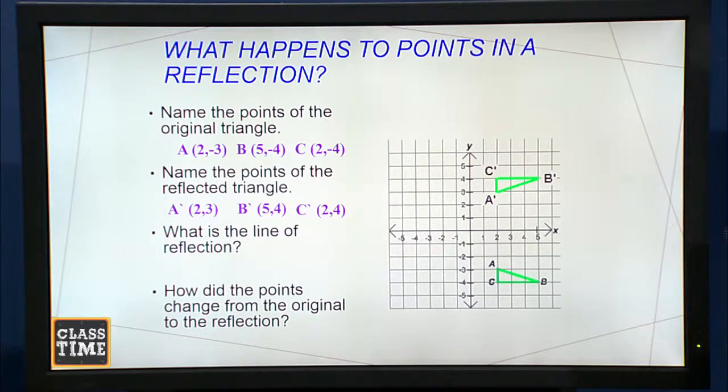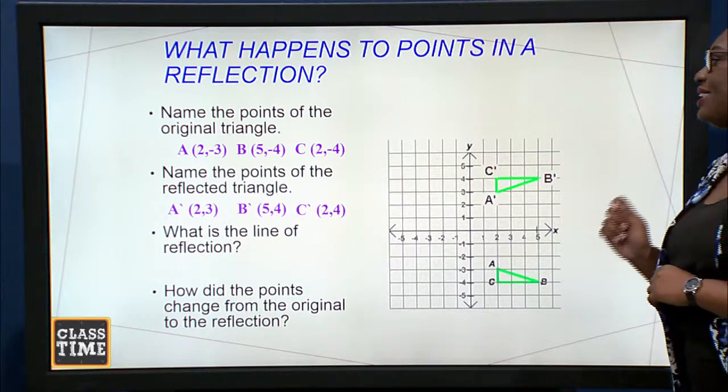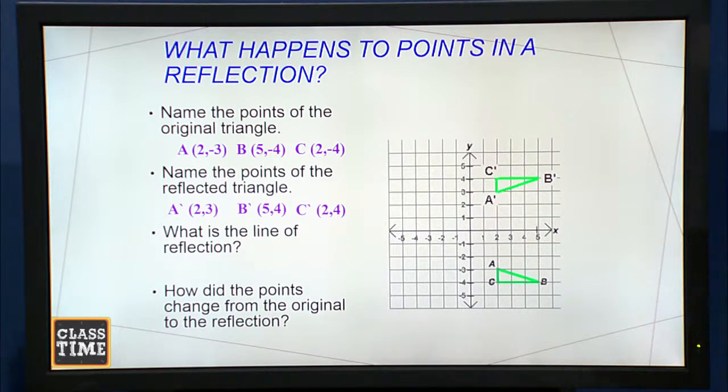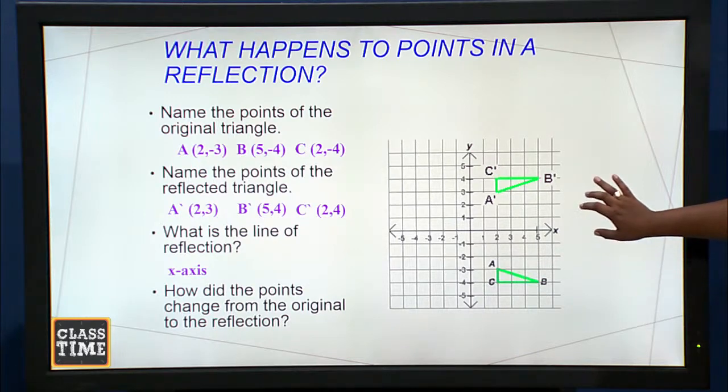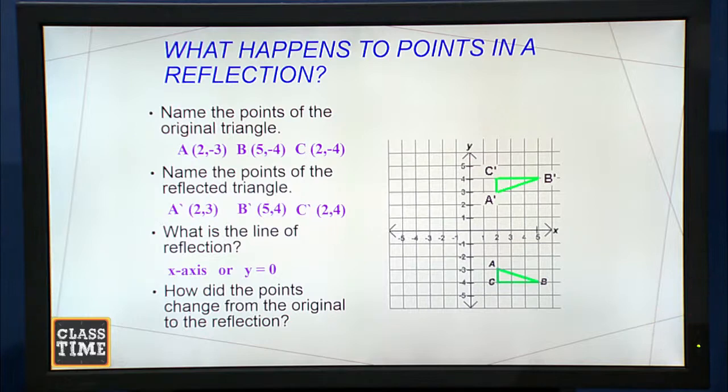If just looking at our coordinates, could we identify the line of reflection? Definitely. Because if we compare the coordinate for A, which is 2, negative 3, with A prime, which is 2, 3, what I'm seeing changing is the sign for my Y value. So if the sign for my Y value changes, it means that I have reflected in my X axis. Yes, that is correct. So we have done a reflection in my X axis, or the line y equals zero.